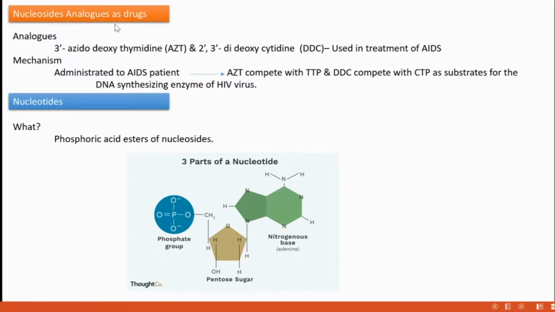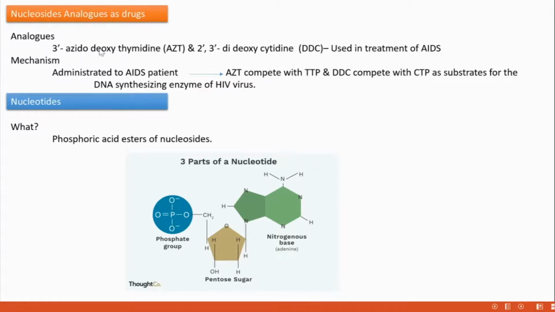Then nucleoside analogues as drugs. Some compounds are similar to nucleosides but have some modifications, and they can be used as drugs. Those analogues we are going to see now. Examples of such analogues are 3-azidodeoxythymidine, which we can represent as AZT, and 2',3'-dideoxycytidine, which can be shortened as DDC. Both are used in the treatment of AIDS.